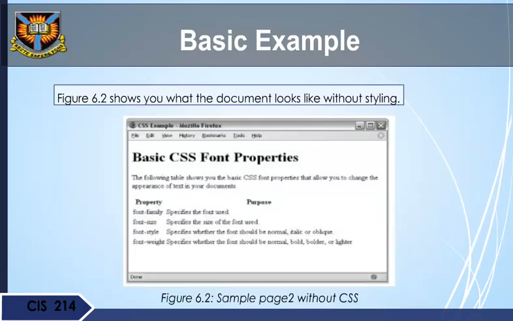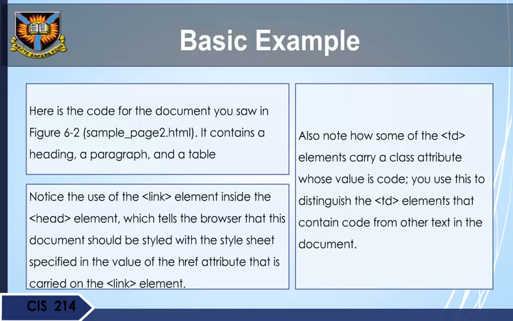Figure 6.2 shows you what the document looks like without styling. Figure 6.2, sample page 2 without CSS. Here is the code for the document you saw in Figure 6.2, sample page 2 HTML. It contains a heading, a paragraph, and a table.